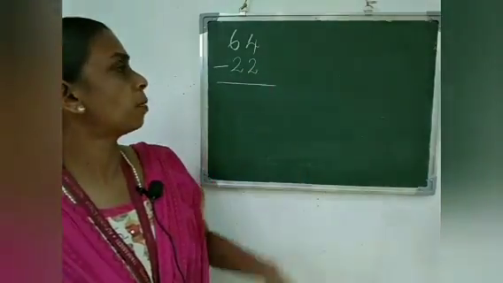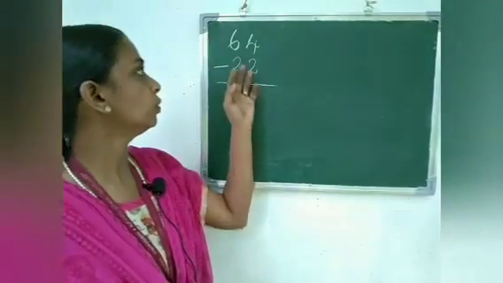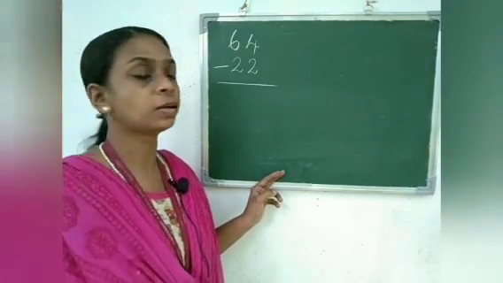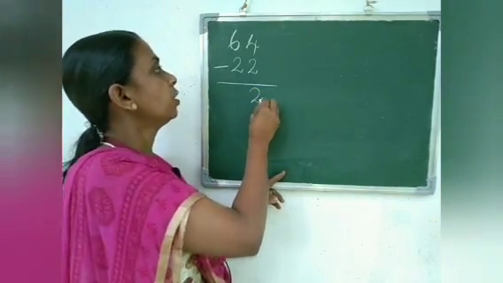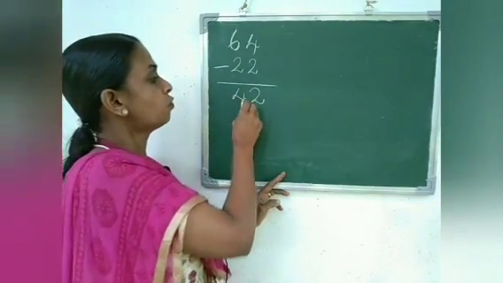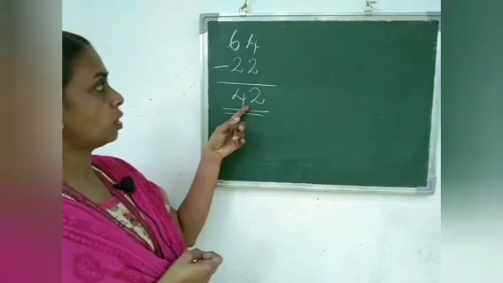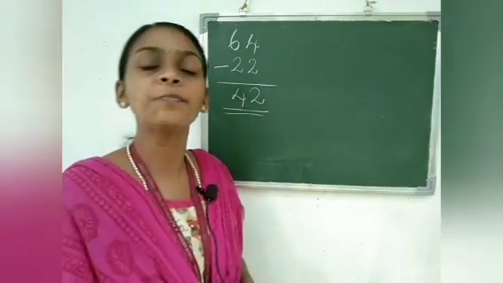So next problem, 64 minus 22. So 4 minus 2 is what? 4 minus 2 is 2. And 6 minus 2 is what? 6 minus 2 is 4. So we got the answer 42.